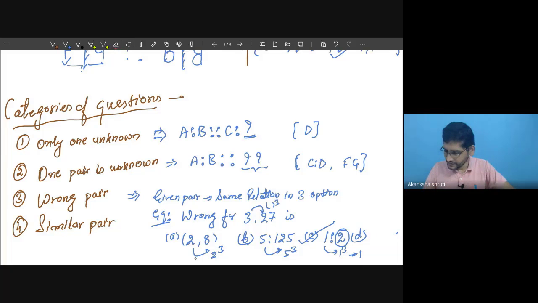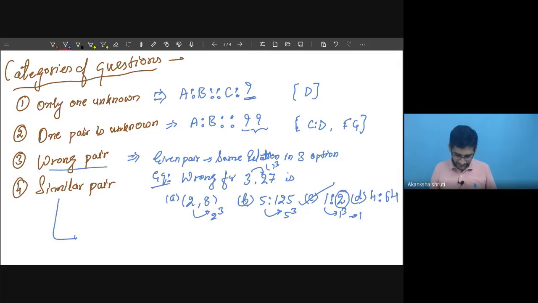So in place of none, let me take the 4. 4:64 is there. It is given. Then you are clearly observing that 1:2 is not following the relation. So this is what a wrong pair based question is. Student, even this pair based question or pairwise series is also formed, that we have also learned in this series.